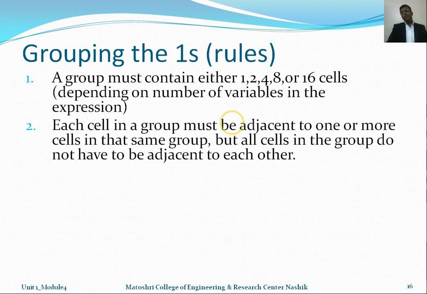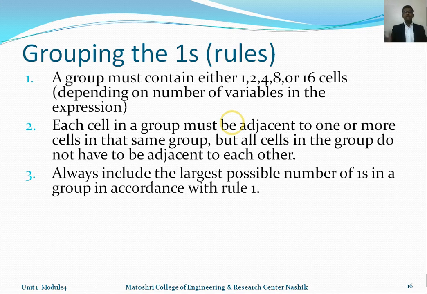Each cell in the group must be adjacent to one or more cells in that same group, but all cells in the group do not have to be adjacent to each other. Means while we are grouping, you have to keep in mind the cell adjacency. According to cell adjacency, only the vertical and horizontal cells are adjacent to each other, as well as the corner to corner cells, but the diagonal cells are not adjacent, and we are not making a grouping diagonally in the case of a K-map.